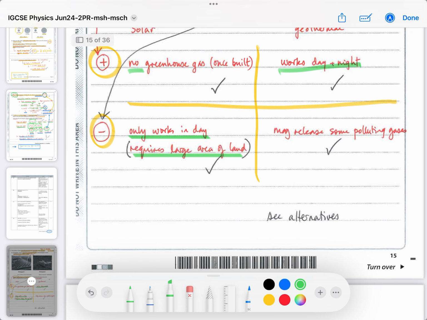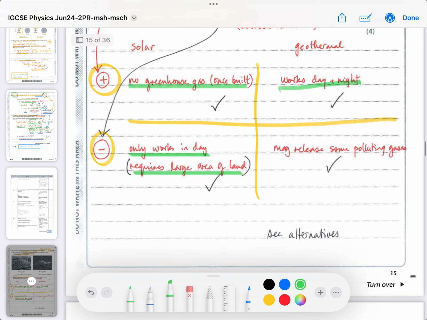So here it says no greenhouse gases are emitted in solar, which is one of the things you need to know about as an advantage of using non-fossil fuel energy resources. But of course, there is energy required to make the solar cell. So when you're building it, you probably used oil to use the energy to build them. So you probably have created some greenhouse gases in the construction phase. But that's why I put no greenhouse gas once built.